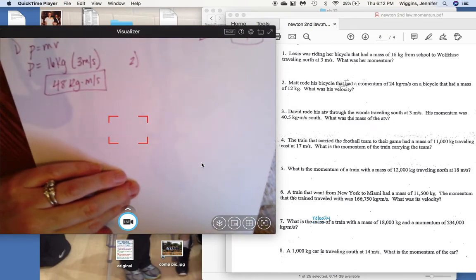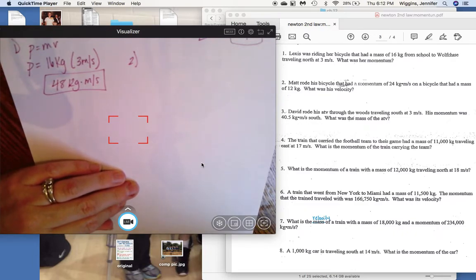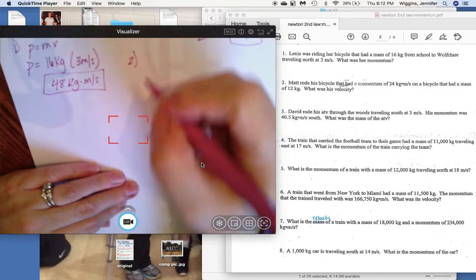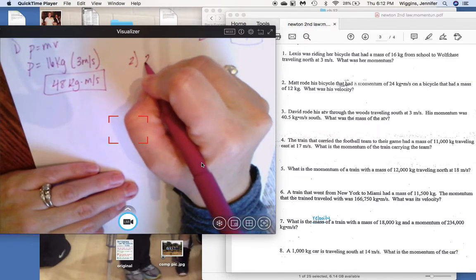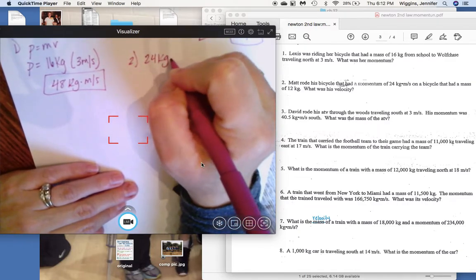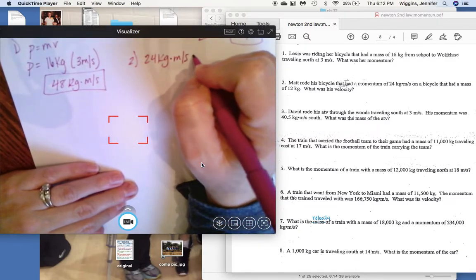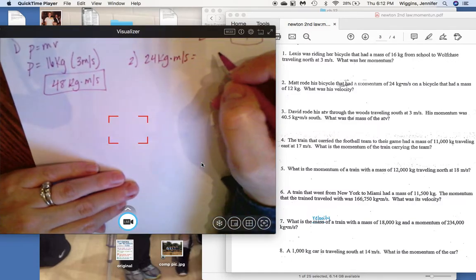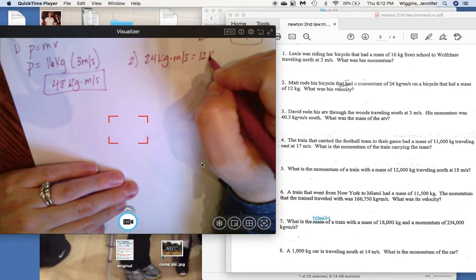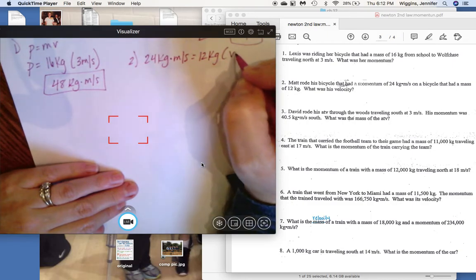All right, number 2, Matt rode his bicycle that had a momentum of 24 kilograms times meters per second on a bicycle that had a mass of 12 kilograms. What is his velocity? Okay, so his momentum was 24 kilograms times meters per second. He had a mass of 12 kilograms, and we are looking for velocity.